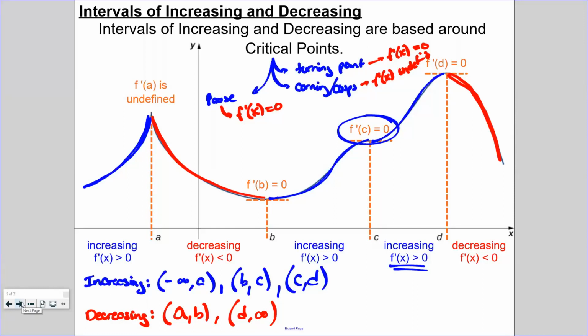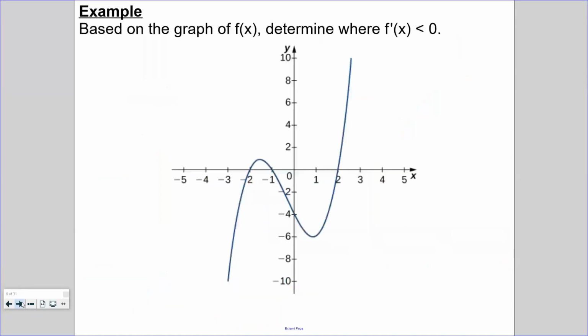All right, now that I have shamed myself, can I move on? Great. All right, so given the graph now, we are going to go through, we just want to find out where the derivative is less than 0.